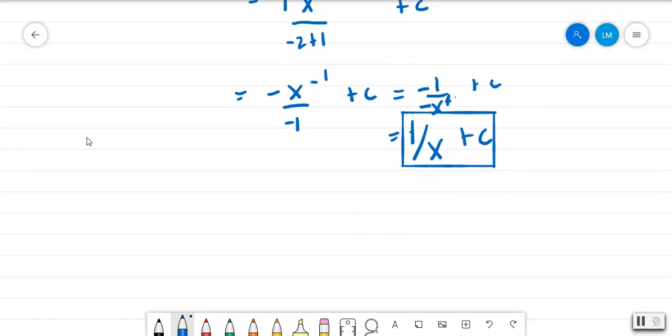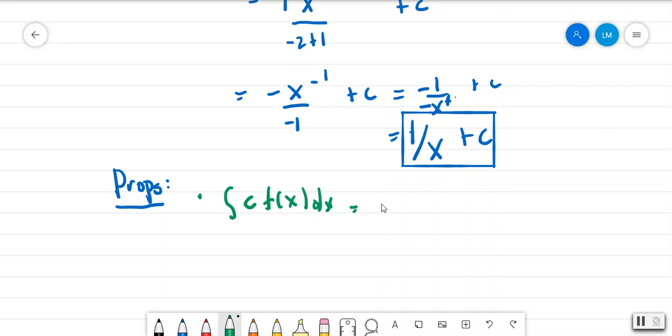Now, this gives you certain properties that we can establish, that normally we would establish from the very beginning. For example, the properties state that the integral of a constant times f of x dx is equal to the constant times the integral of f of x dx. That allows you to ignore the constant like we did in the previous 2 examples.